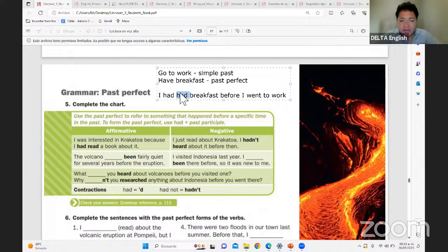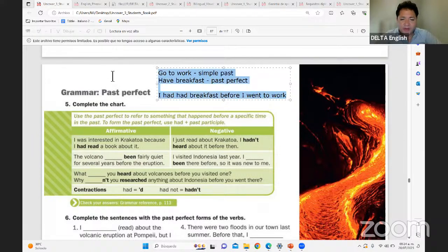Entonces, este es simplemente el pasado participio, que ese es otro elemento que necesito para utilizar el pasado perfecto. I had breakfast before I went to work. Entonces, este had sería yo había, y este had es de tenido, right? Había tenido desayuno. Bueno, o había desayunado, all right? Very well. So, this is the past perfect.